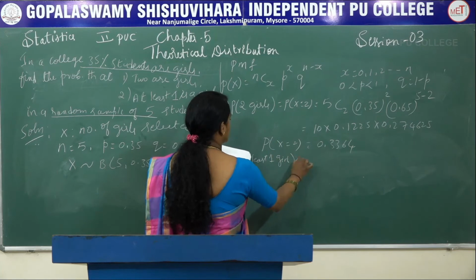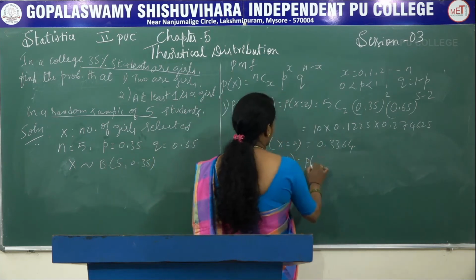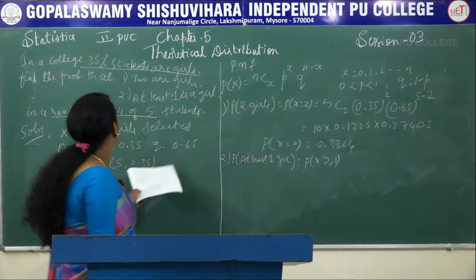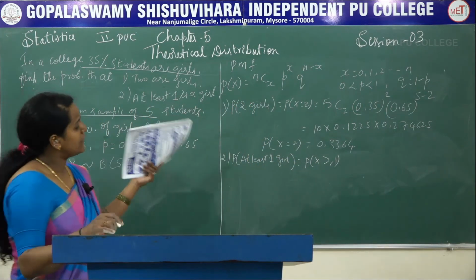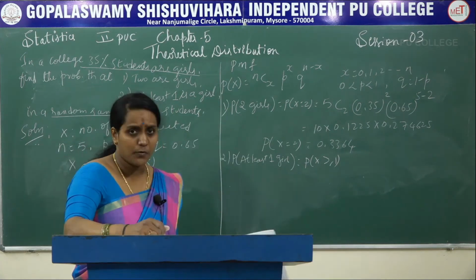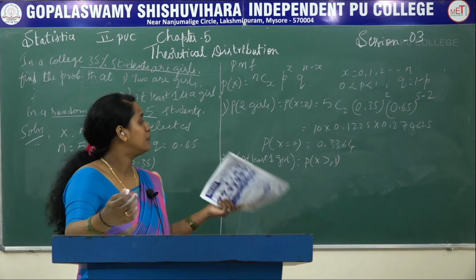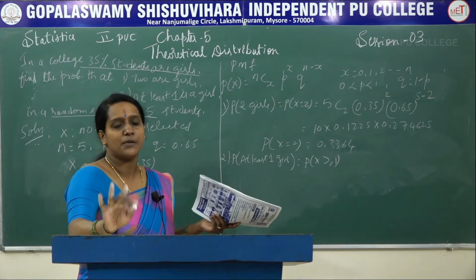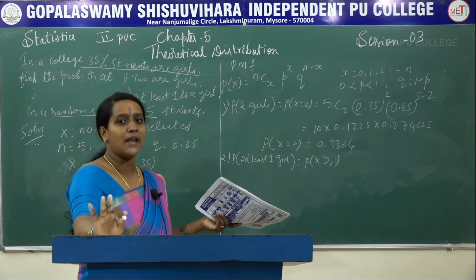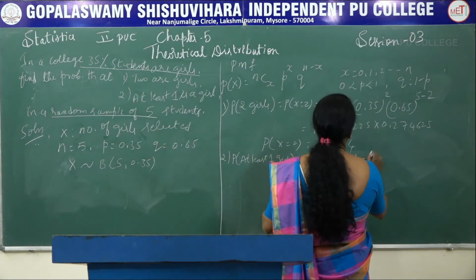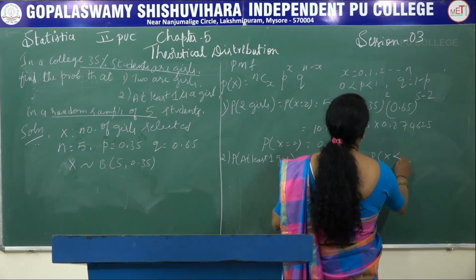At least 1 girl. This is nothing but probability of X greater than or equal to 1. Since n equals 5, if I take greater than or equal to 1, I have to calculate the probabilities from 1 to 5, that is P1, P2, P3, P4 and P5. Instead of that, I will take the complement. This is 1 minus P of X less than 1.